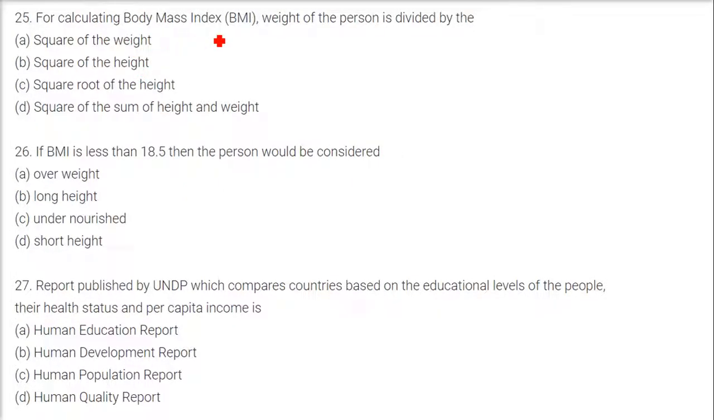For calculating the BMI, body mass index, that is what is the height and what is the weight, a proportionate body to the weight ratio is body mass index. Weight of a person is divided by, the answer is square of the height. If the BMI is less than 18.5, then the person would be considered as undernourished. The report published by the UNDP which compares countries based on the educational level of the people, their health status and per capita income is the Human Development Report.